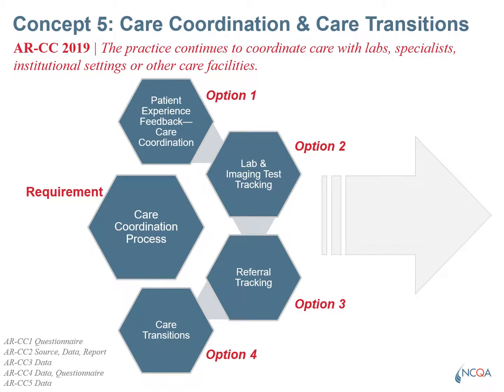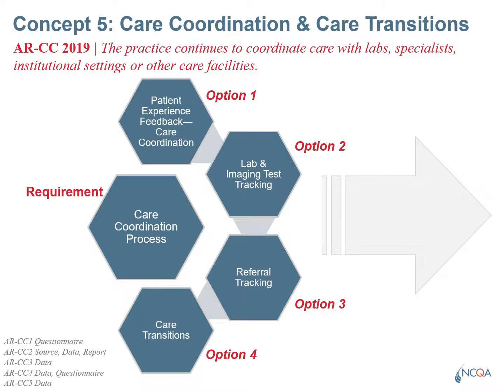Concept 5 is about care coordination and care transition. This is to see whether a practice coordinates care with labs, specialists, or other care facilities. First, the practice responds to the required item, a questionnaire, about its process for coordination of care. The questions ask whether the practice has a process in place for care coordination, flagging, and following up on labs, tests, and referrals that are overdue, as well as a process for transitions of care. Next, the practice chooses one of 4 options for an additional requirement.